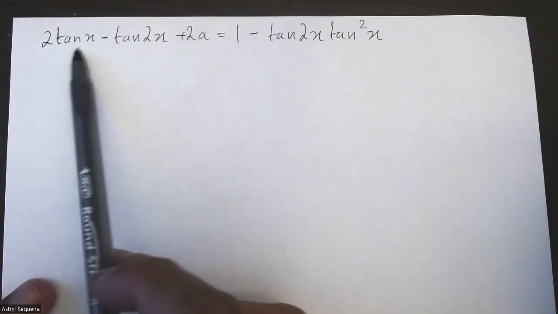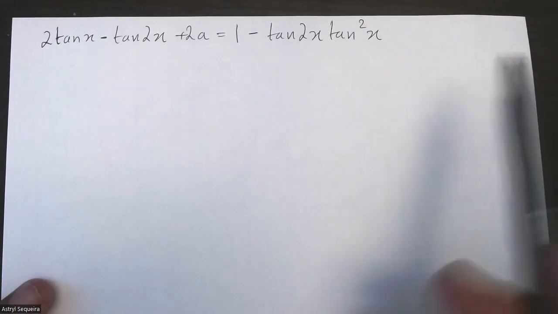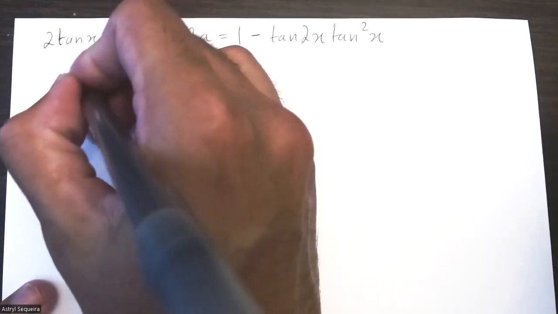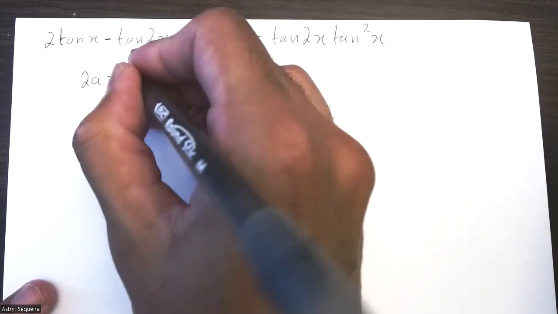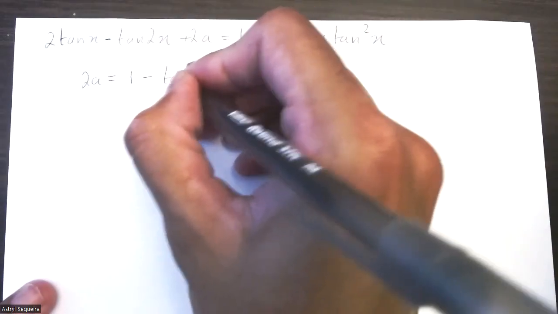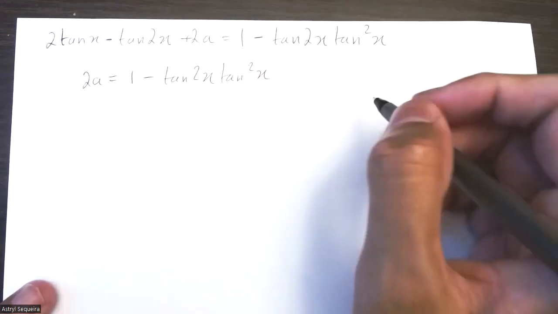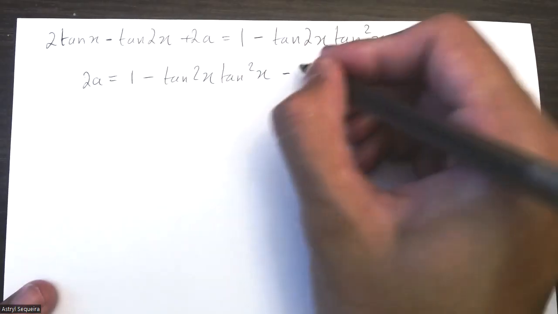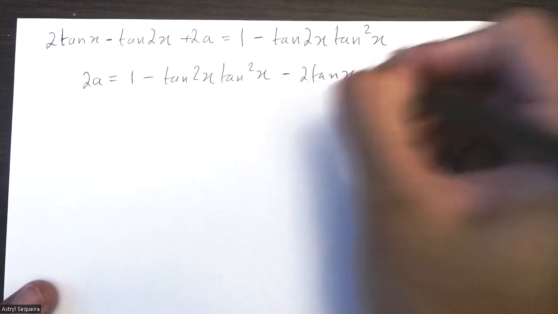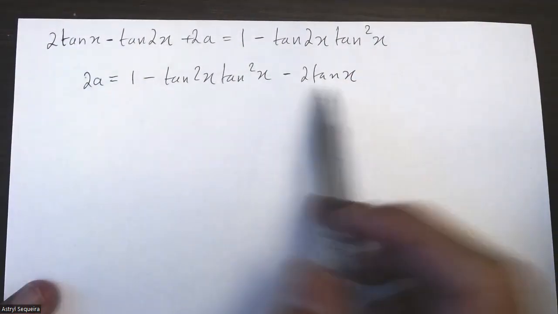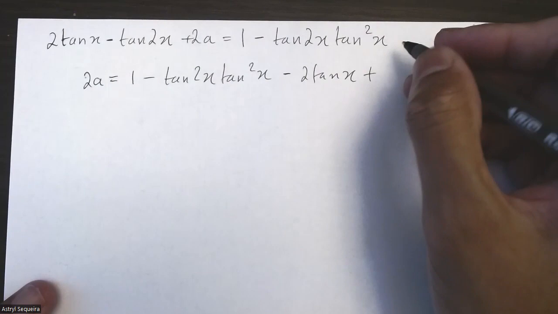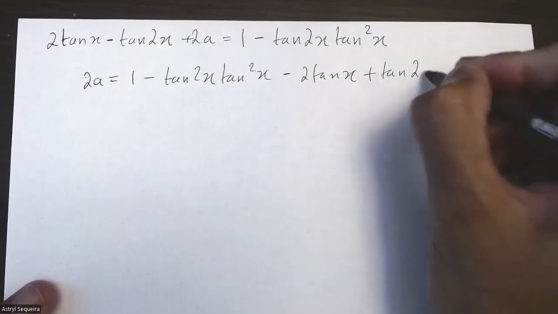So I'm going to move these two terms to the other side and switch the signs. So 2a equals 1 minus tan 2x tan squared x minus 2 tan x. So I moved this to the other side, it became negative, and then plus tan 2x.